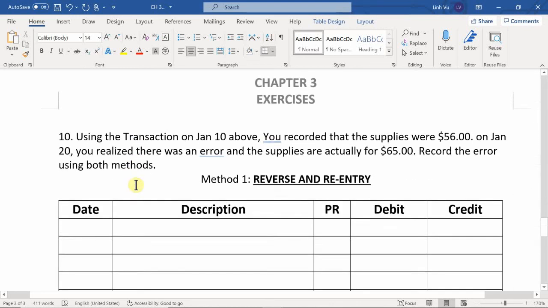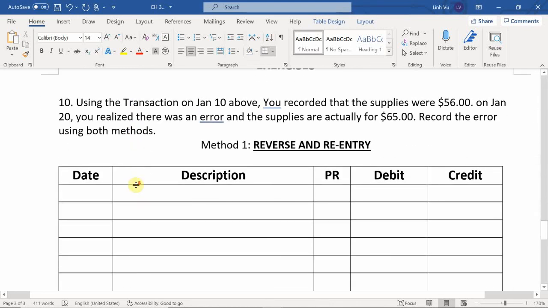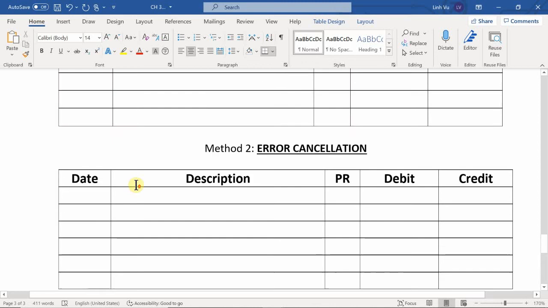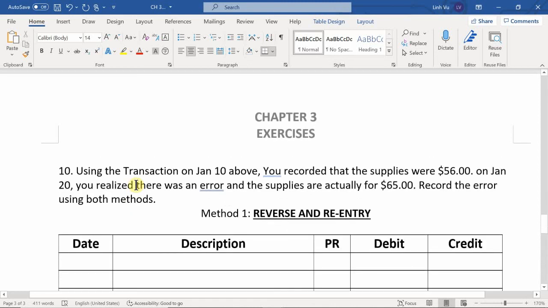Okay. Now we have, last but not least, to reverse our entries. The very first one, on question number 10: using the transaction on January 10 from above, you recorded that the supplies were $56. On January 20th, you realize that it was actually an error and the supplies were supposed to be $65.